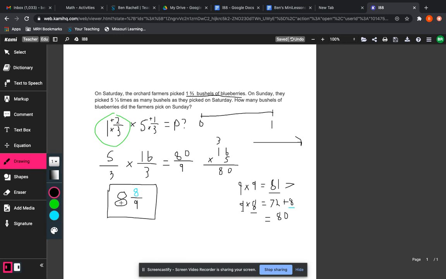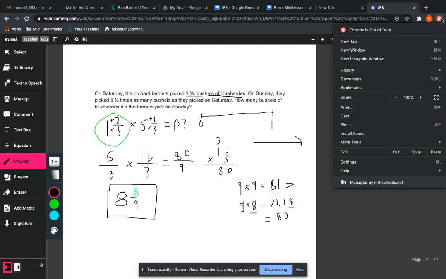And if you look at our answer, it makes sense because 8 and 8 ninths is larger than 1 2/3. And of course, if you think about 1 2/3 times 5, it's probably somewhere around 7 or 8, if you think about that in your head. So this is probably a pretty reasonable answer, and this is an example of how you might solve one of these problems today on your lesson.